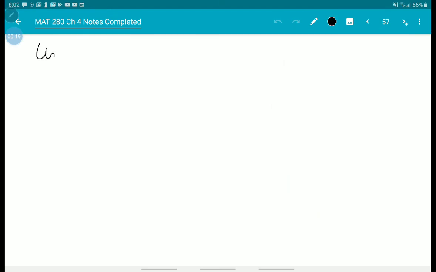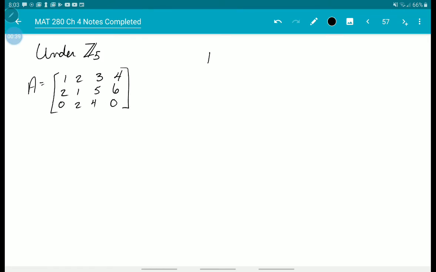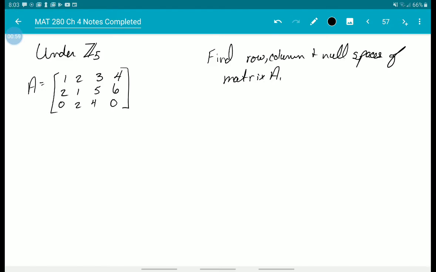Suppose we are under Z5, and we have this matrix A. Directions say find row, column, and null space. So this is not one we can pop in the calculator. We get to do a good old-fashioned RREF.